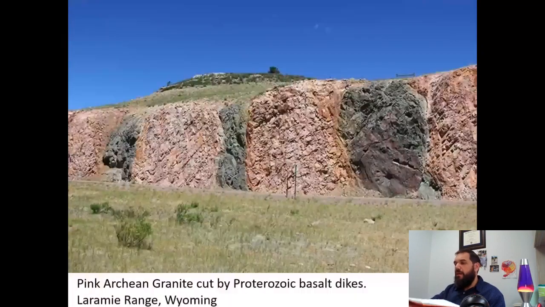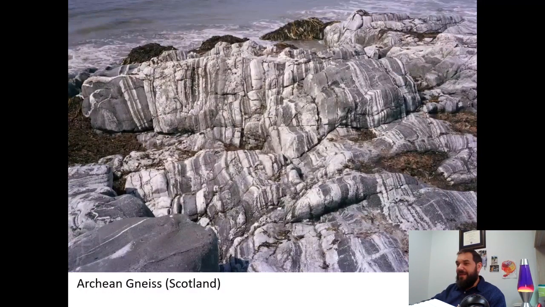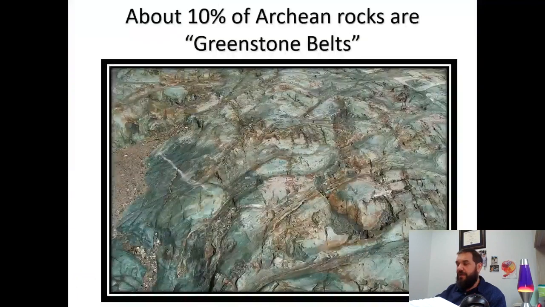Okay, so that's pretty common. Pink Archean granite cut by Proterozoic basaltic dikes there in the Laramie Range, Wyoming. So there are some Archean rocks. You can go to Wyoming, like I said, or Montana, and see some real Archean rocks in America. Otherwise, you've got to go to Canada or Greenland. Maybe that sounds exciting to you. There's some beautiful Archean gneiss in Scotland. It's another place you can see some of the cratonic shield.